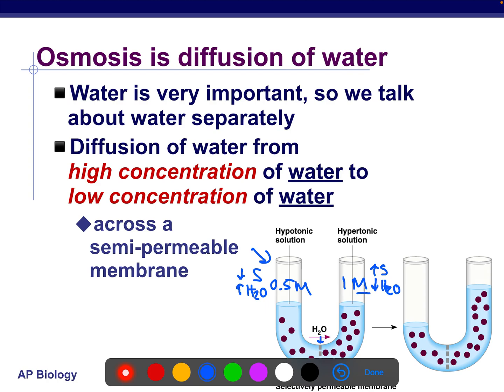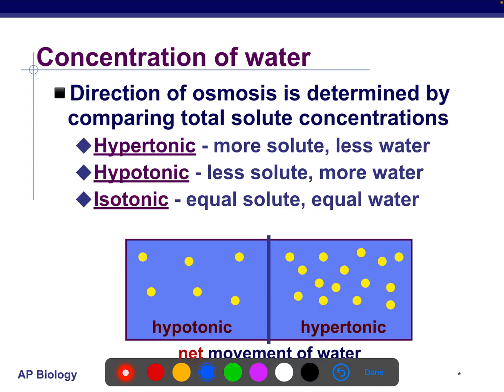And so the water is going to want to move from where there's a high concentration to where it's a low concentration. And so after time, you'll see this water level lower on the left side and increase on the right side. And so that's that idea of the diffusion of water. And so obviously, it's biology, we've got to add vocabulary whenever we can.